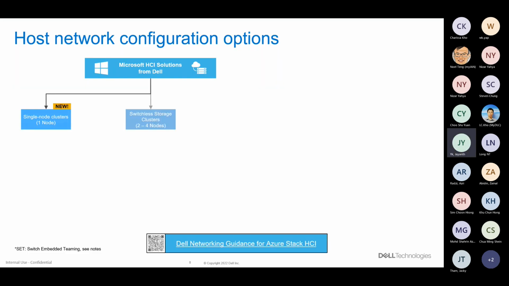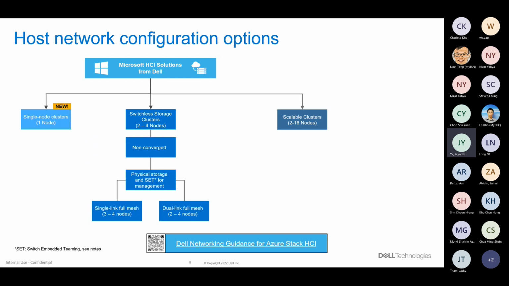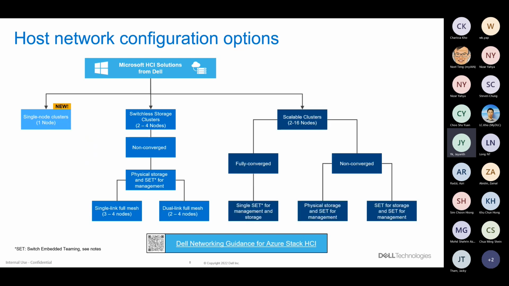Okay. Now, Microsoft recently started supporting a single node Azure Stack HCI, which means you can start from as minimal as just a single node and then grow all the way up to 16 nodes within a cluster. So we support a whole lot of network configurations. With single node, obviously, it does not even require a switch, but you can just hook it up to your corporate switch and then get it up and running.